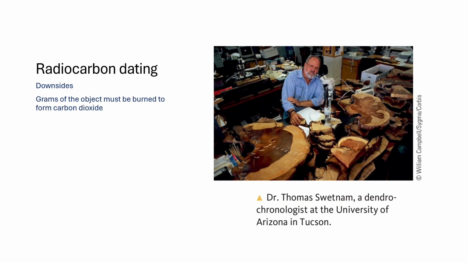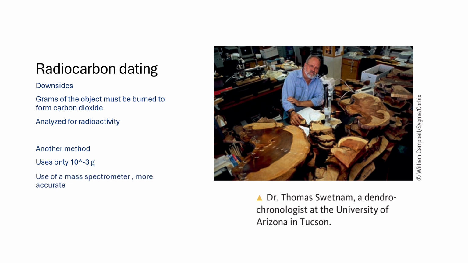The downside of radiocarbon dating is that you have to actually destroy your sample. Several grams of the object have to be burned to form carbon dioxide, and then that carbon dioxide sample is analyzed for radioactivity. There's another method that can use a smaller sample. You still have to take a bit of your sample, like 0.0001 grams, and you use a mass spectrometer. It's more accurate that way.